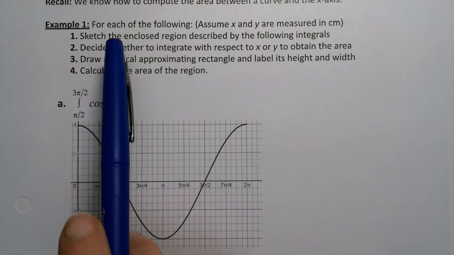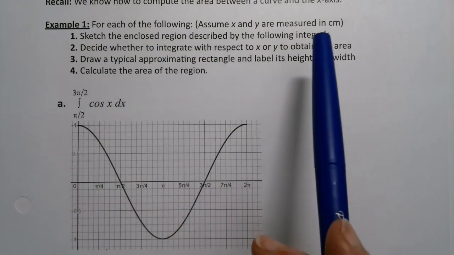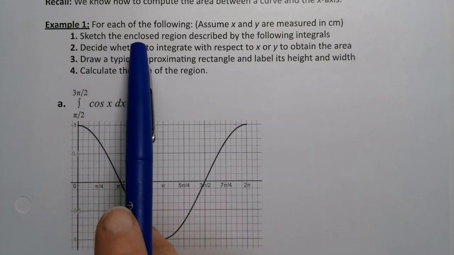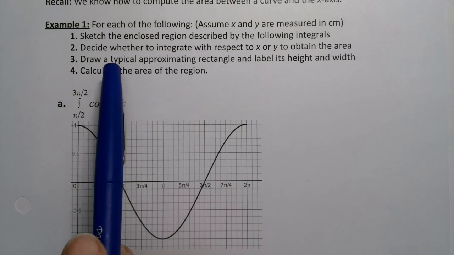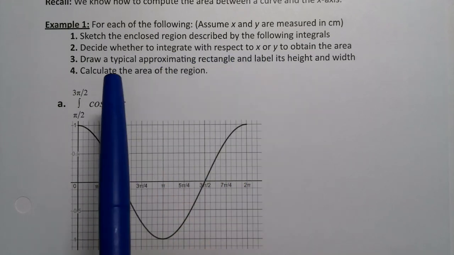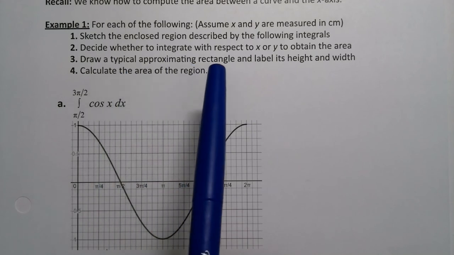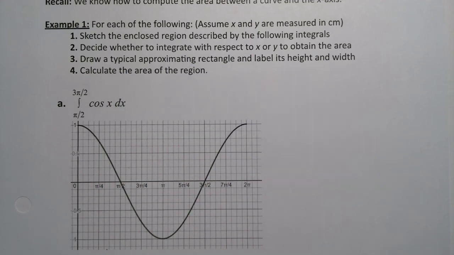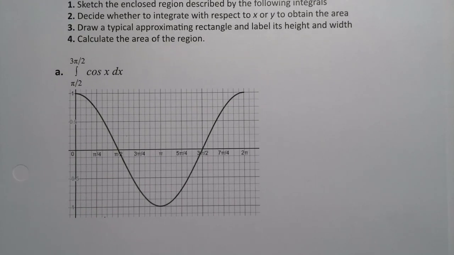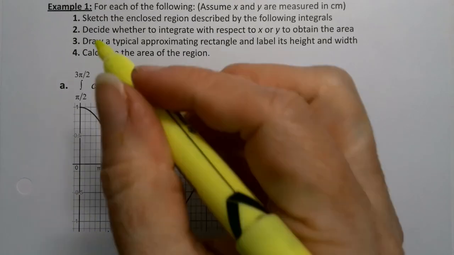So for example 1, we want to say for each of the following, assume x and y are measured in centimeters. Sketch the enclosed region described by the following integrals. Decide whether to integrate with respect to x or respect to y to obtain the area. Draw a typical approximating rectangle and label its height and width and calculate the area of the region. So this is going to be a little bit of overkill for this particular problem because this particular problem is leading us somewhere. So I promise I'm heading somewhere with this madness.